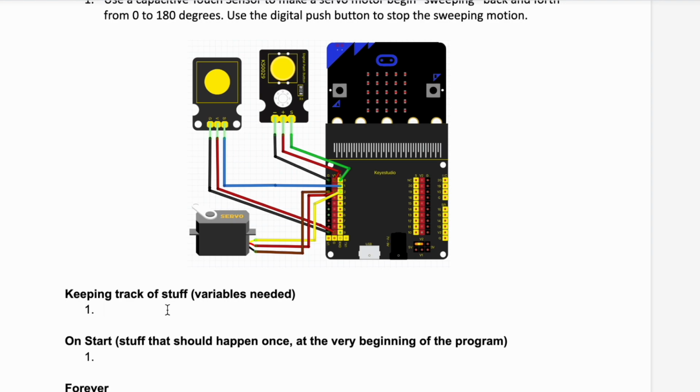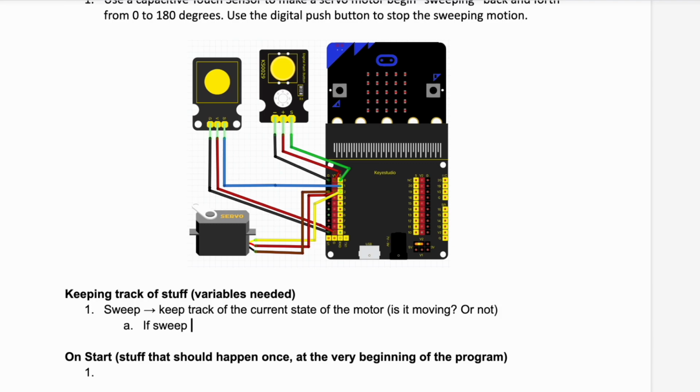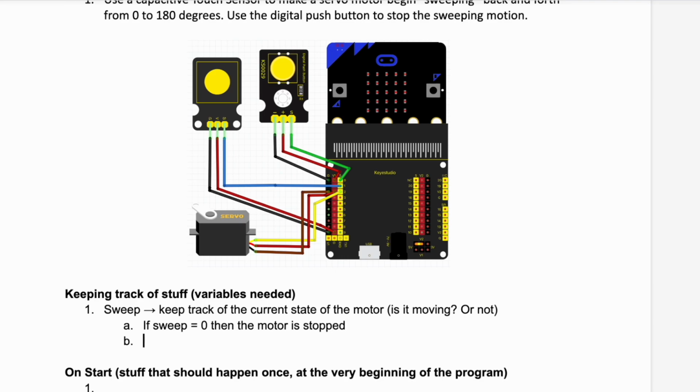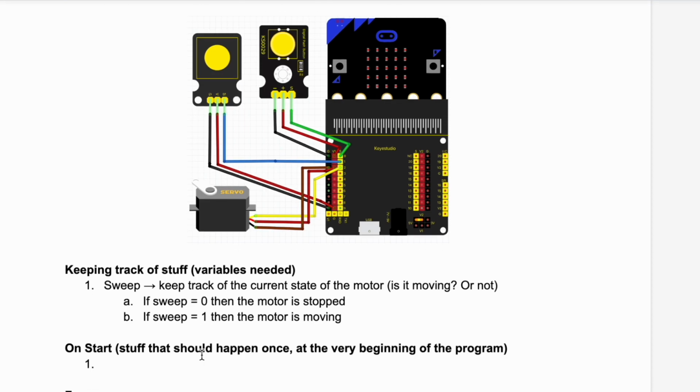So the first thing I'm thinking is let's create a variable. We'll call it sweep. So we've got our sweep variable, and that variable is going to be used just to keep track of the current state of the motor. In other words, is it moving or not? If sweep equals 0, then the motor is stopped. If sweep equals 1, then the motor is moving. So that'll give us a little bit of a definition that we can use when we're coding.